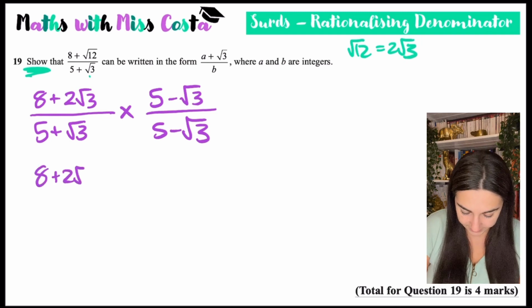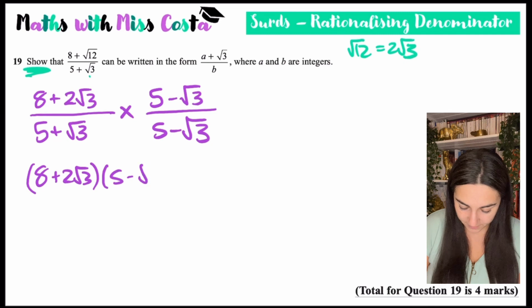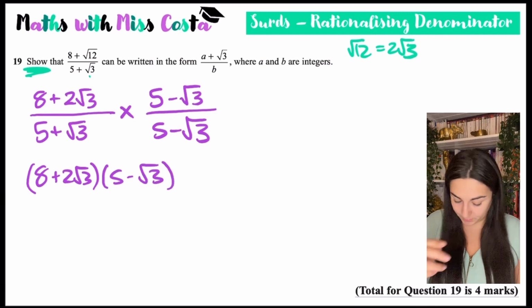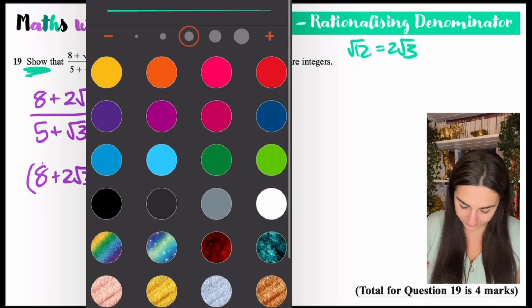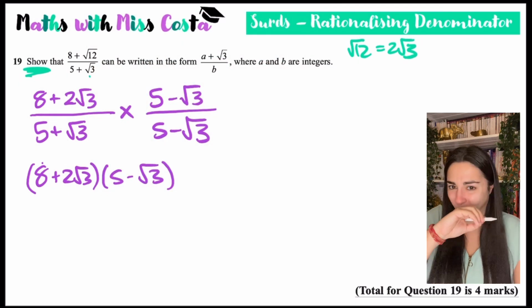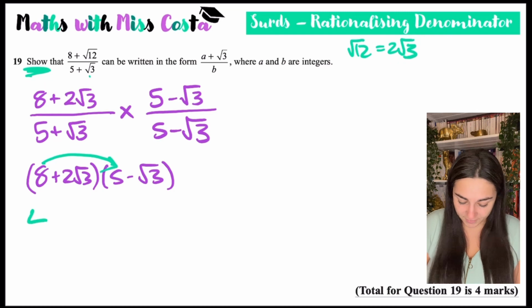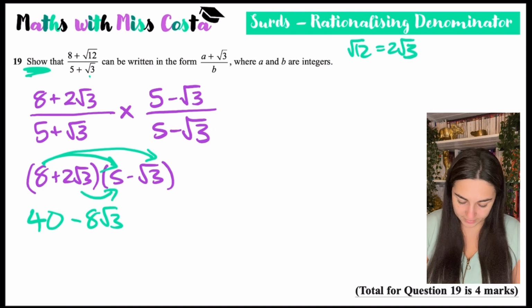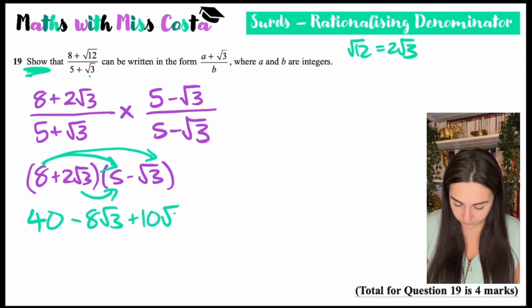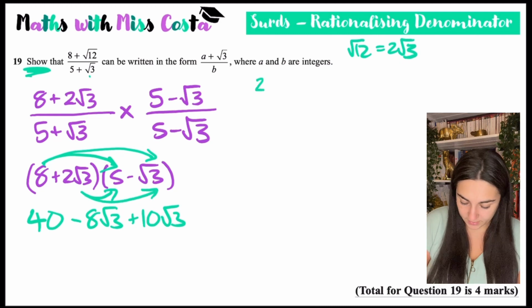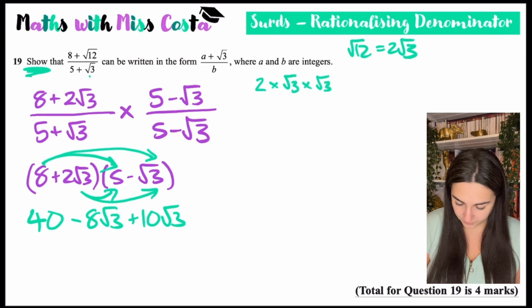So let's see what we do. We've got 8 plus 2 root 3 times by 5 take root 3. Let's deal with the numerator first. So we've got, let's do it in a different colour. Sorry. 8 times 5 is 40. 8 times negative 3 is minus 8 root 3. 2 root 3 times 5 would be 10 root 3. And 2 root 3 times by root 3. So if you're stuck on that, it's the same as doing this. 2 root 3 times by root 3.